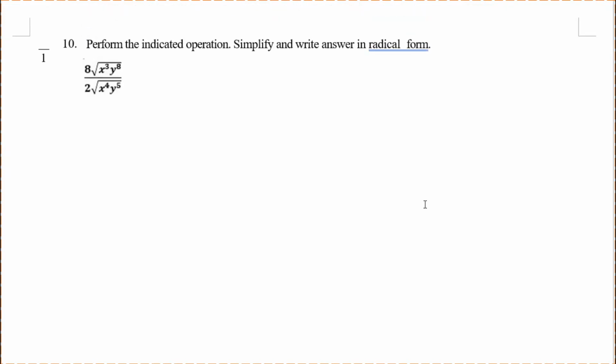All right, so number 10, perform the indicated operation, simplify and write the answer in radical form. So we know that 8 divided by 2 is 4, so that takes care of the 4 there. Now, since these are under the same radical, I can put the radical over the top of both of them and then divide them. We can only do that if they have the same index. Here they have the same index, which is 2, so we can do this. In the other example, we could not do it because one was a square root and one was a cube root.